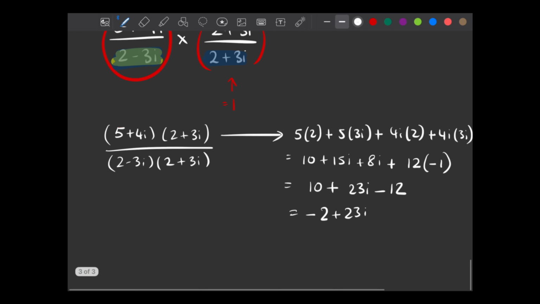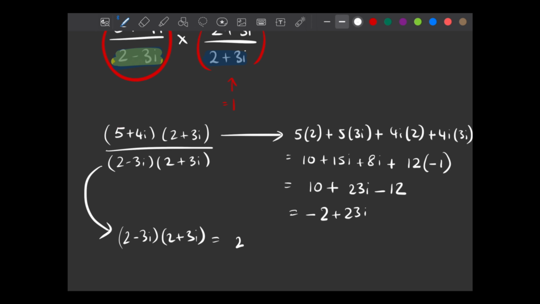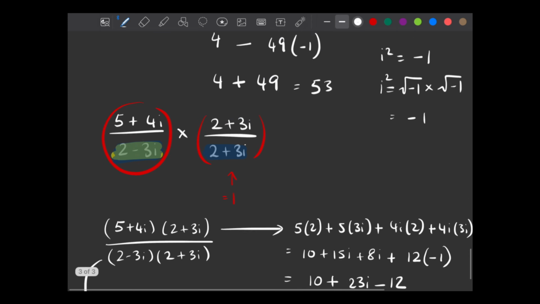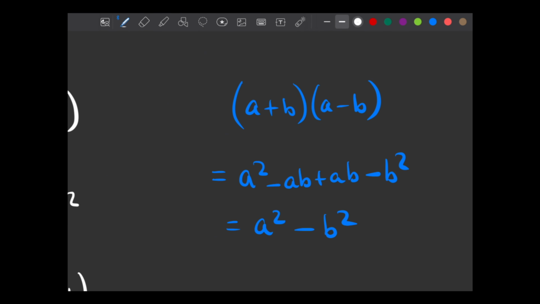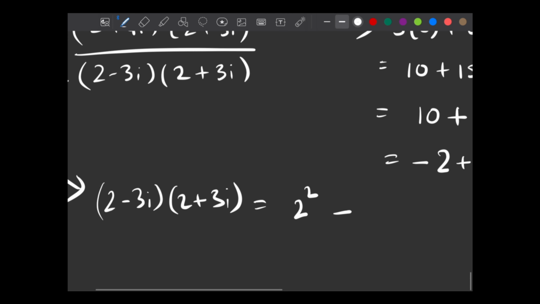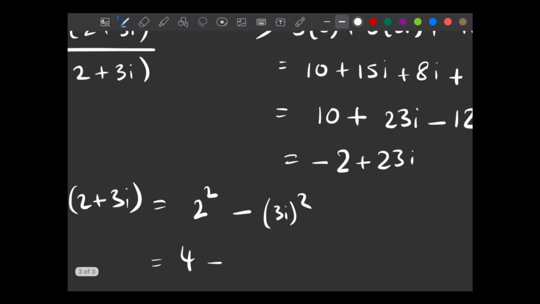Now let's work through the denominator. So 2 minus i times 2 plus 3i. That gives me 2 squared minus, so I'm using this identity here. So a plus b multiplied by a minus b gives me a squared minus b squared. So I have a squared, which is 2 squared, minus 3i squared. So I get 4 minus 3i squared gives me, well, let's do 3 squared, which is 9. So 9 times i squared, which is minus 1. So this equals 4 minus negative 9, so 4 plus 9, which is 13.